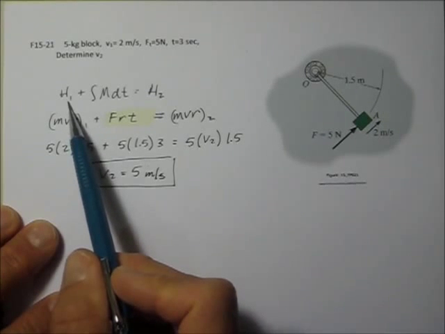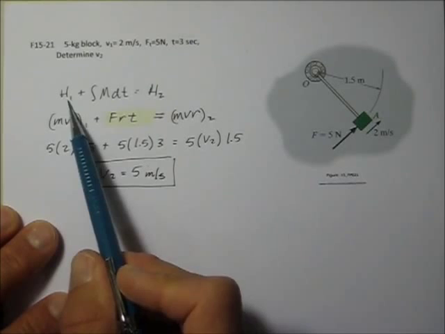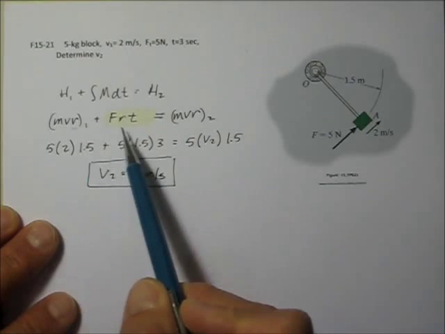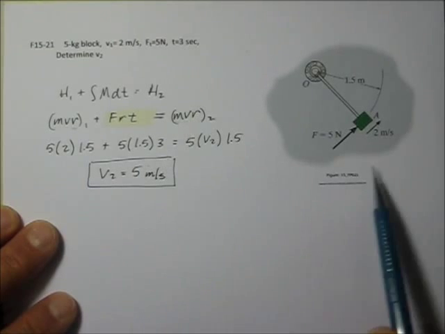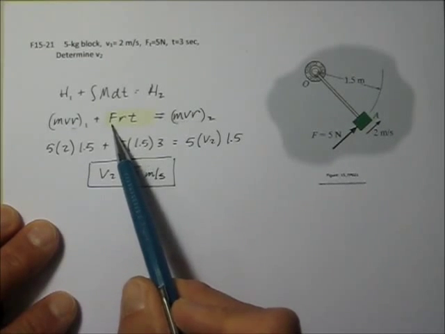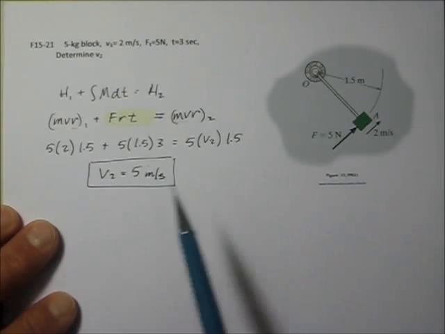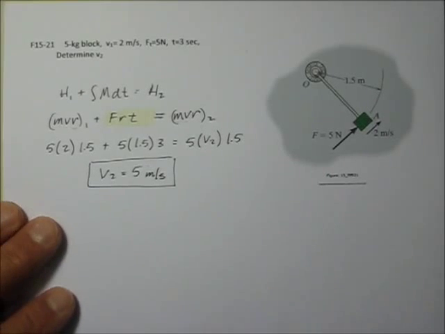So beginning momentum plus the integral of M dt is equal to ending momentum, and the momentum again is the mass times velocity times the distance, or mvr. The ending angular momentum will be mv times its r, and the impulse is the force times the distance times the time, and multiply all those out. I put them all into the equation, but r is constant in this situation, so the ending velocity is 5 meters per second.